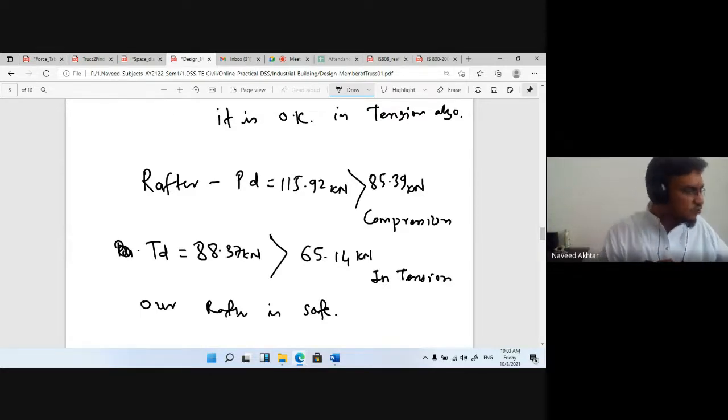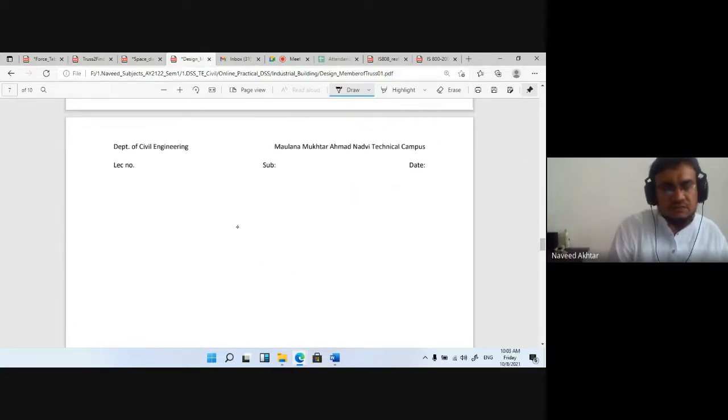Now, if you come to the design of your tension member, that is the bottom tie member. This is all about the design of the rafter. Now, design of bottom tie.